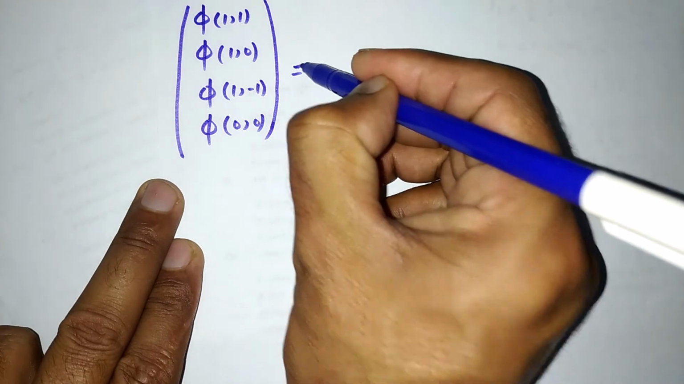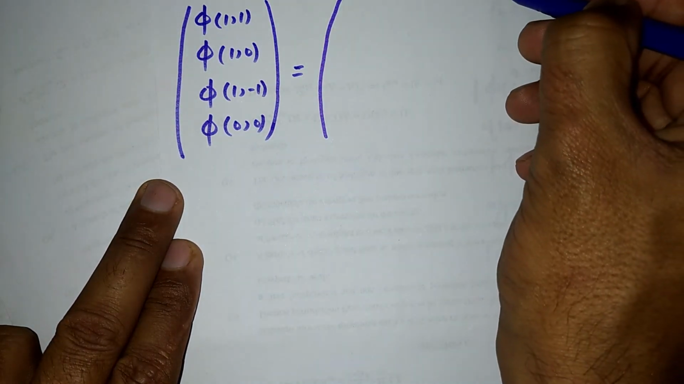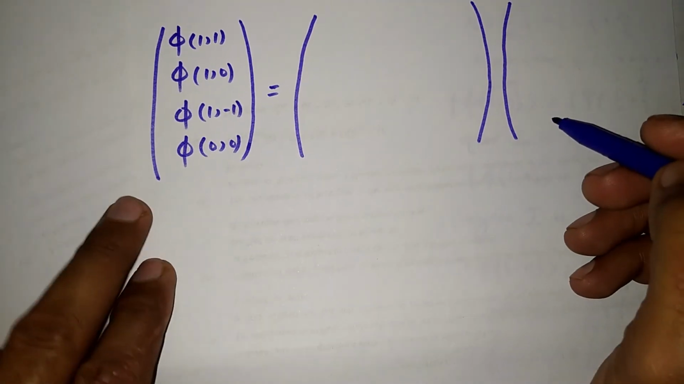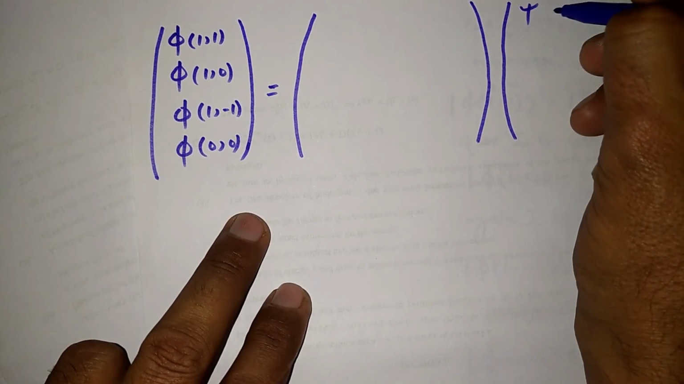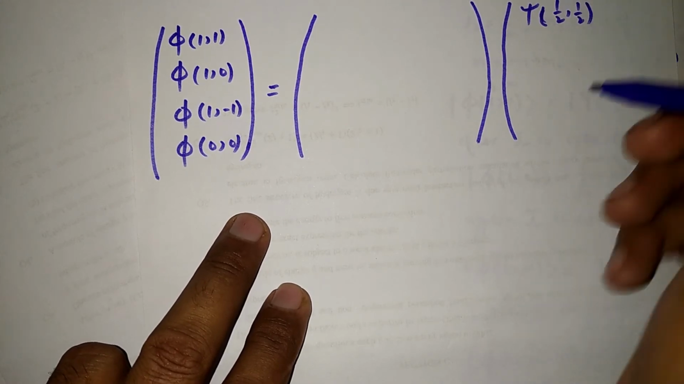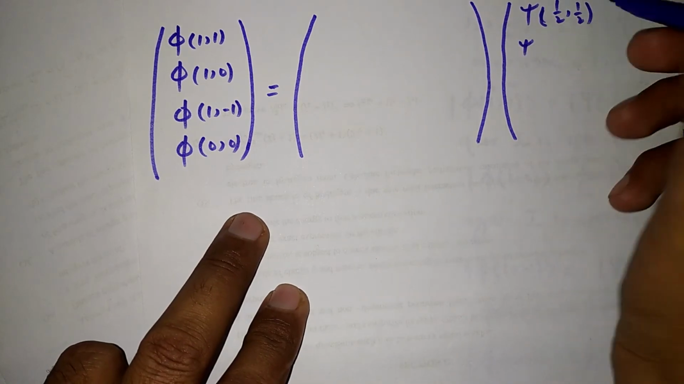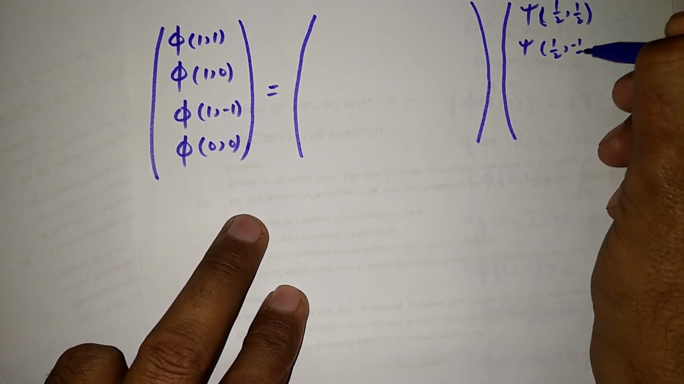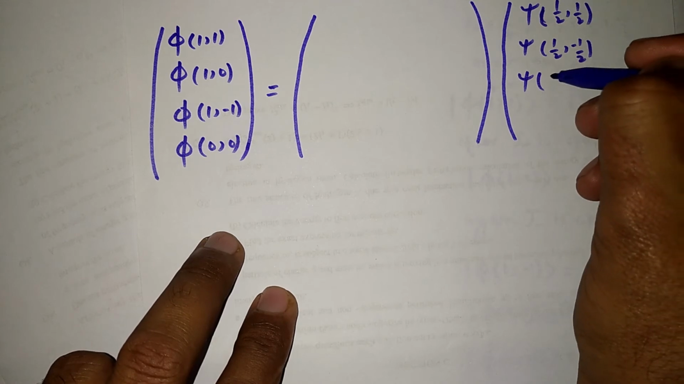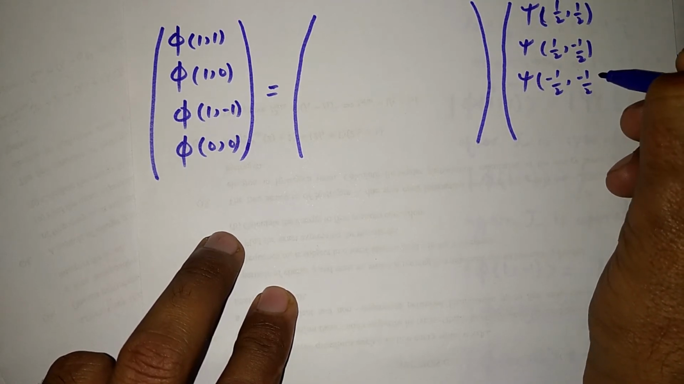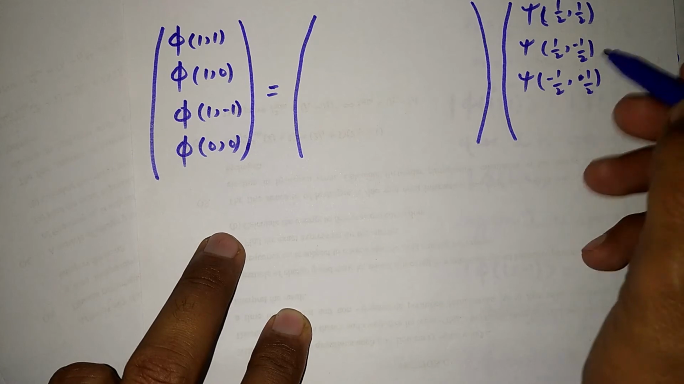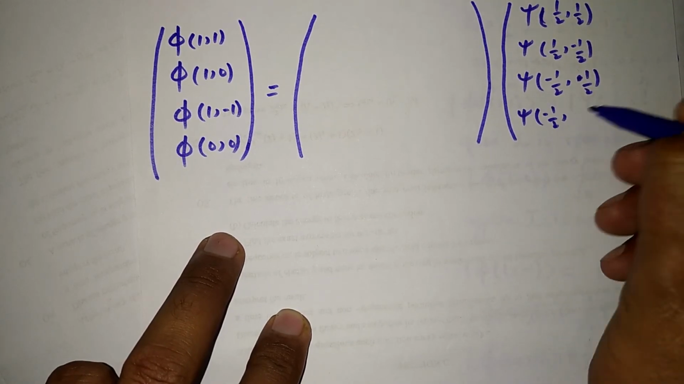This is equal to a square matrix multiplied by psi half, this is the value of m1, this is the value of m2, psi half minus half, psi minus half, sorry, this is positive half, and psi minus half minus half.